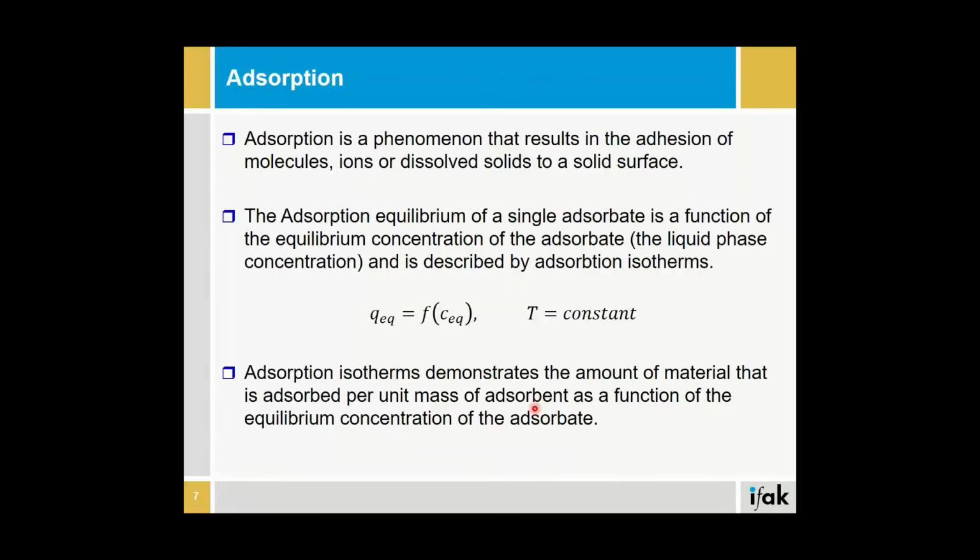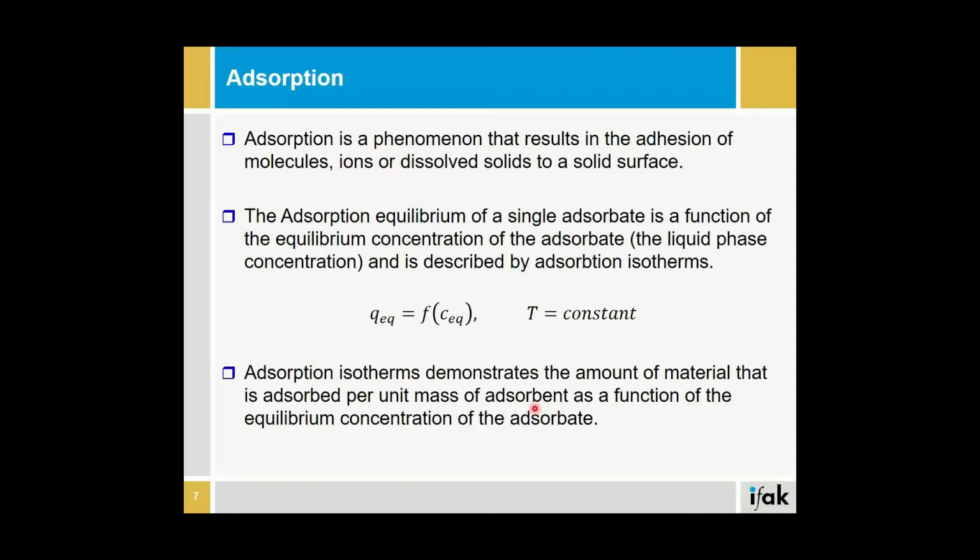So now let's dive a bit into chemistry. I've been talking about adsorption. What is adsorption? Adsorption is basically a phenomenon that results in the adhesion of molecules. In our case, it's the adhesion of micropollutants onto a solid surface, which is powder activated carbon. And the adsorption equilibrium of a single adsorbate, so if we have only one component in our water, will be a function of the equilibrium concentration of that adsorbate, so how much liquid phase concentration of that adsorbate is present.